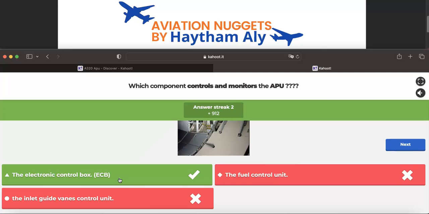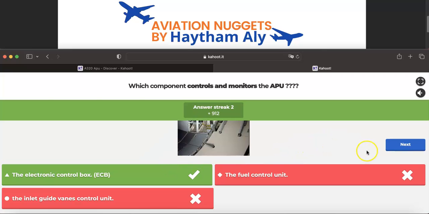The APU is a gas turbine engine, and like the main aircraft engine, it is FADEC operated. So, what is FADEC? It is a full authority digital engine control. So the APU is a FADEC engine, yes. And the main component of the FADEC is a computer. So what is the name of the APU computer? It is the electronic control box or ECB. Here, the ECB is located in the cargo compartment, aft cargo compartment. It is not located on the APU, or in the APU compartment.